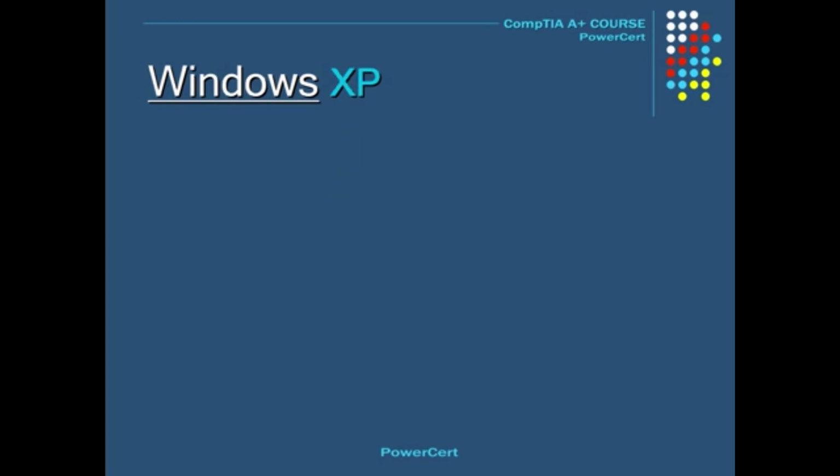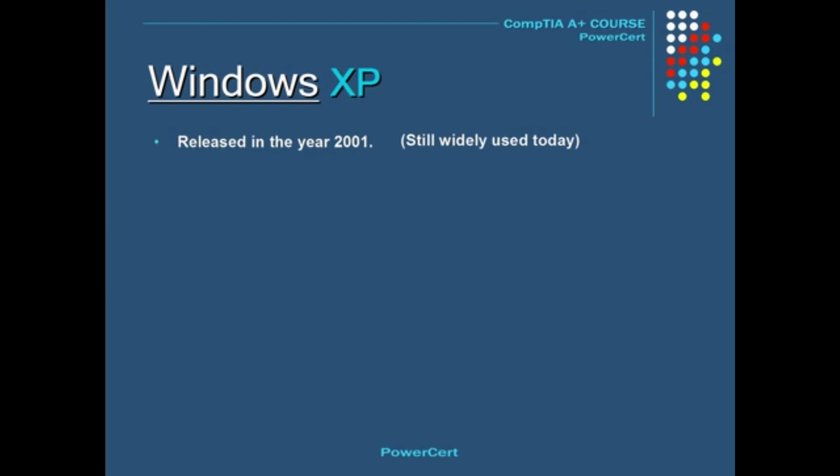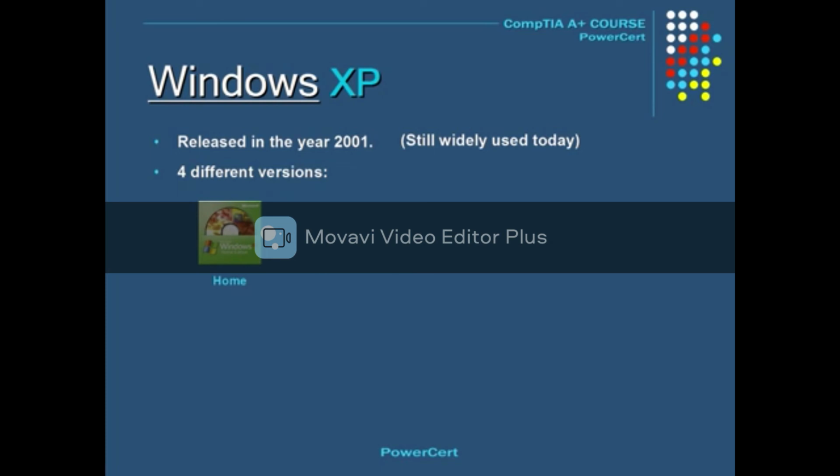One year after Windows 2000 was released, Microsoft released Windows XP in 2001. And even though it was released in 2001, Windows XP is still widely used today, especially in the home computer market. And like Windows 2000, Windows XP also came in 4 different versions. There was the Home Edition, Professional Edition, Media Center Edition, and a 64-bit version.